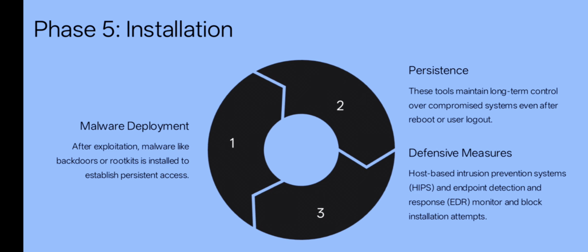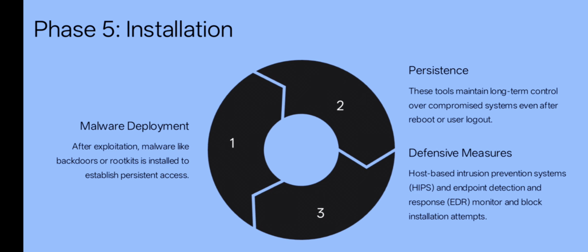7.2 SolarWinds attack, 2020. Attackers implanted the Sunburst backdoor into legitimate Orion software updates. Installed covert access via DLL sideloading. 7.3 WannaCry ransomware. After exploiting systems with EternalBlue, it installed ransomware payloads and locked files.